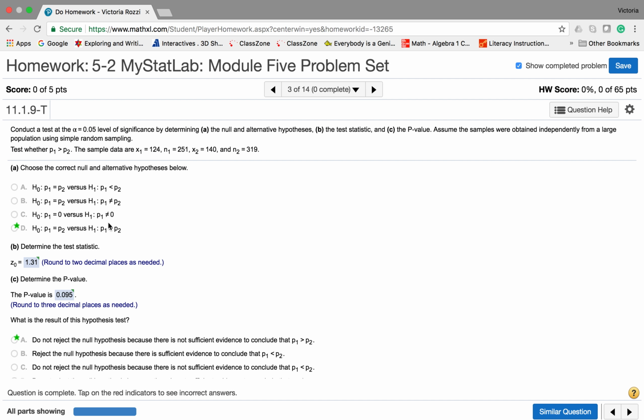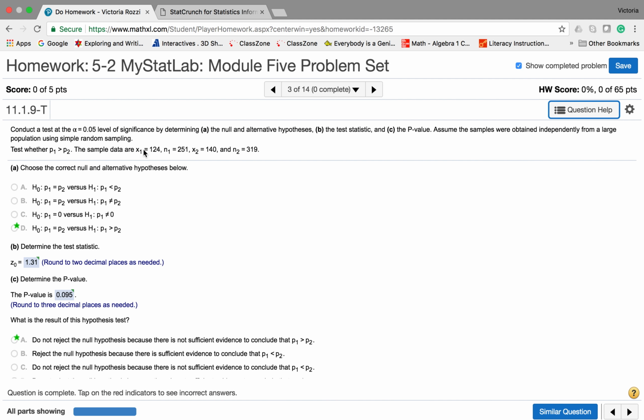Okay, so first look for the greater than symbol, you want it to be your alternative hypothesis, which is this H sub 1, and then the null hypothesis should always be the equal sign. Now, to determine the test statistic, we're going to run the hypothesis test in StatCrunch. So I'll go to Question Help, go to StatCrunch, and that'll open up for me.